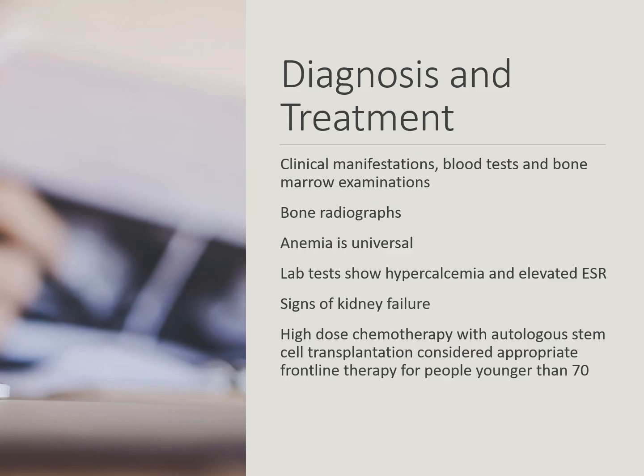High-dose chemotherapy with autologous, or same-person, stem cell transplant is considered appropriate frontline therapy for people younger than 70. So for this disorder, that may be our first type of treatment that we would use for this disease.